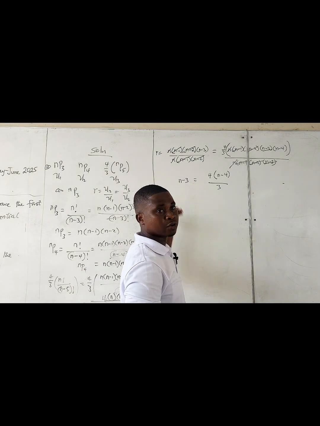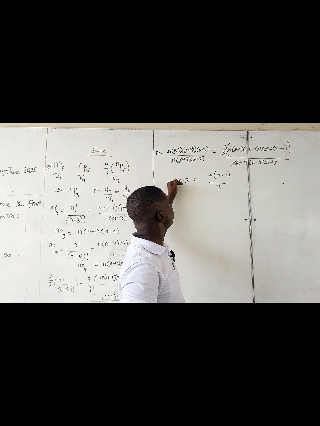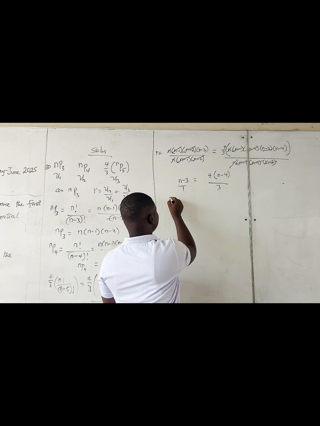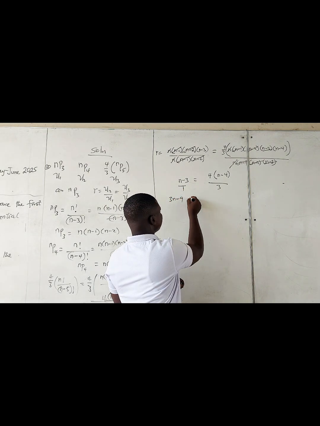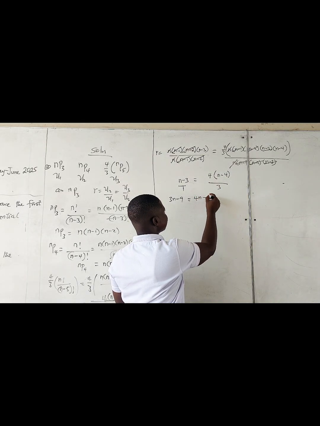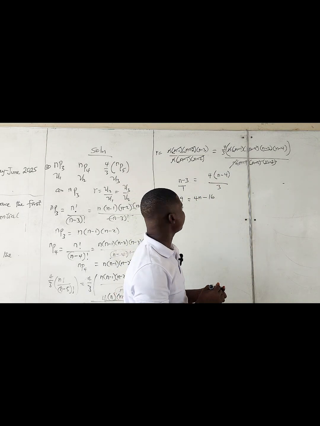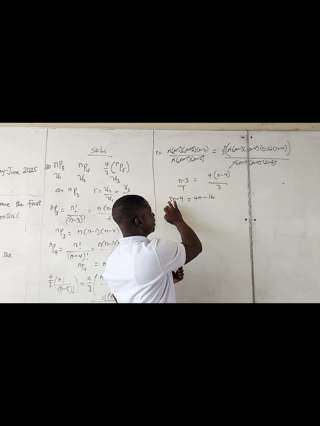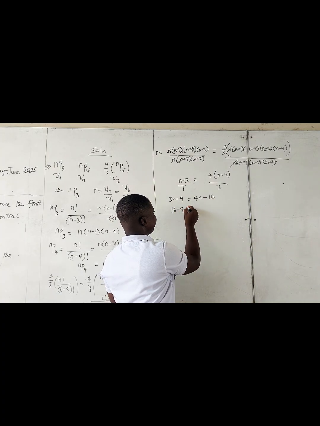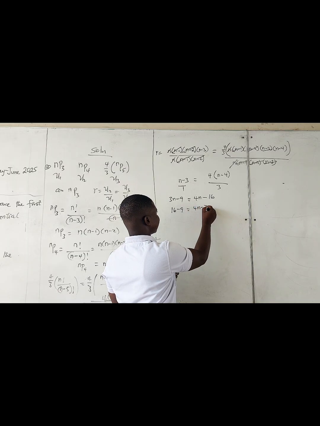So at this stage, we can continue to simplify that or cross multiply. So this one over 1. So 3 multiplied by 3n minus 9 is equal to, this one also multiplies this side, 4n minus 16. So we can decide to group our like terms by bringing this one here, this one will go here. So we have 16 minus 9 is equal to 4n minus 3n.